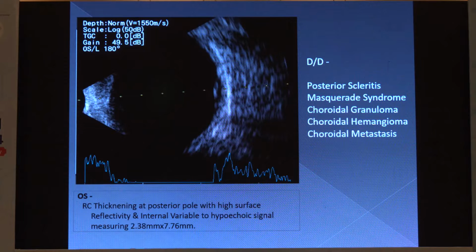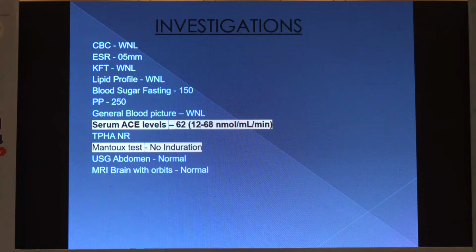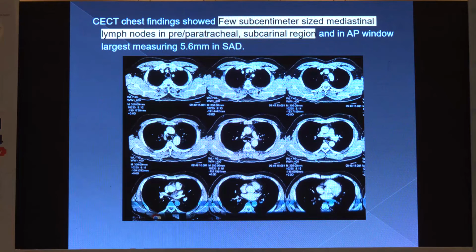On the B scan, thickening at the posterior pole with high surface reflectivity and an intermediate to hypoechoic signal measuring this much was present, so the differential diagnoses were made. Investigations were done, serum ACE was only borderline, and the rest of the tests for uveitis came out negative. Mantoux showed no induration even after 72 hours. Chest CT showed only subcentimetric subcarinal mediastinal lymph nodes.